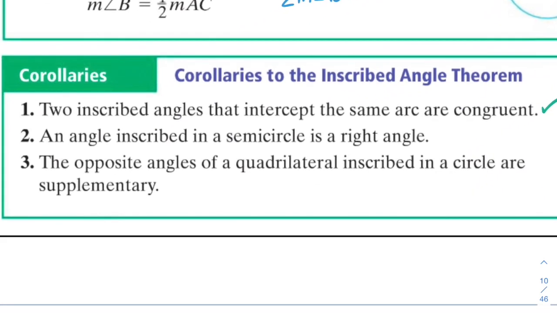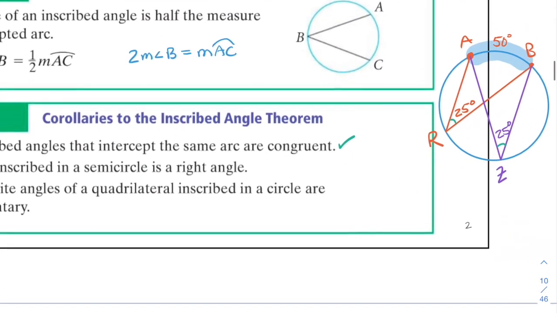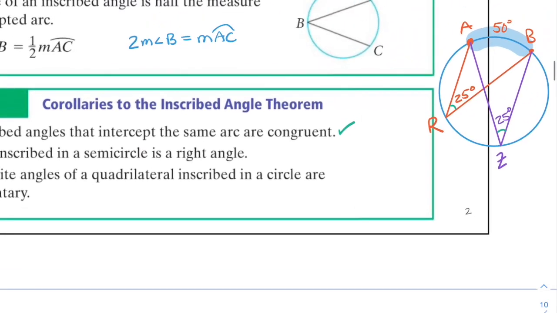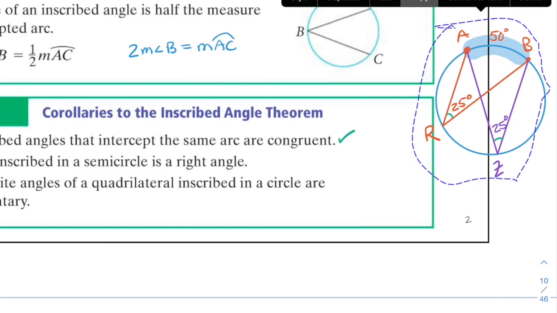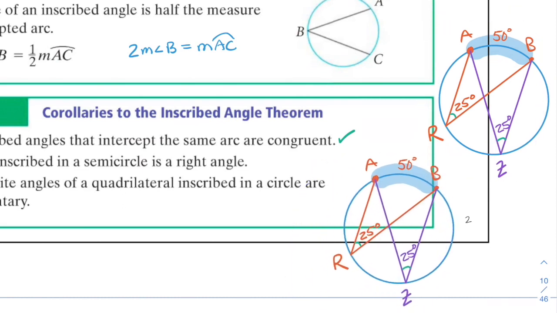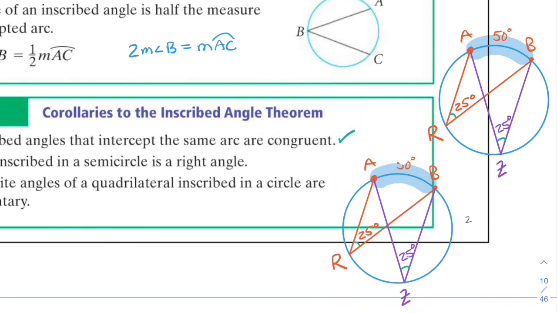Now the next one: an angle inscribed in a semicircle is a right angle. So let's make another circle. You know what? This was a decent size circle, so I'm going to just copy that. And I'm going to clean it up. Let's do that, and I'll get rid of all of this.